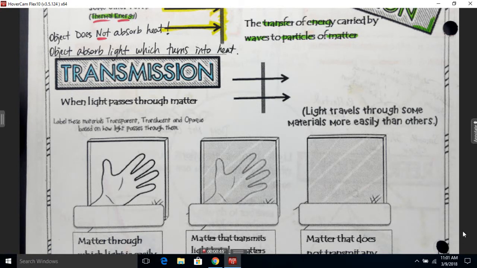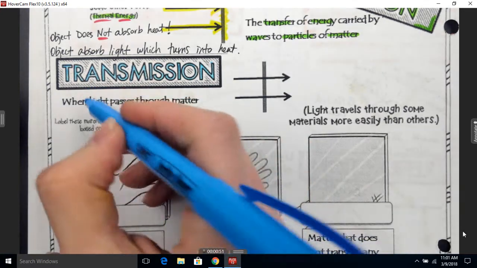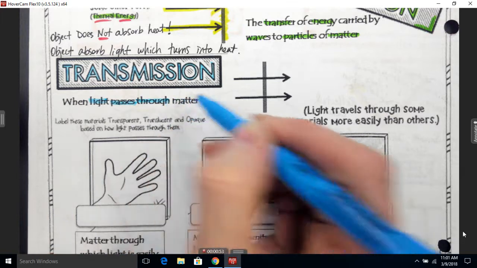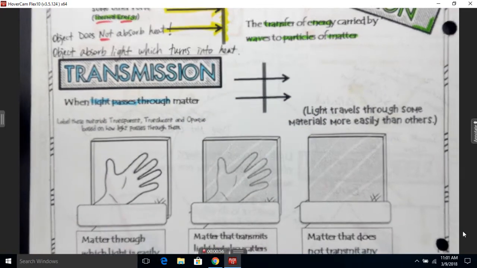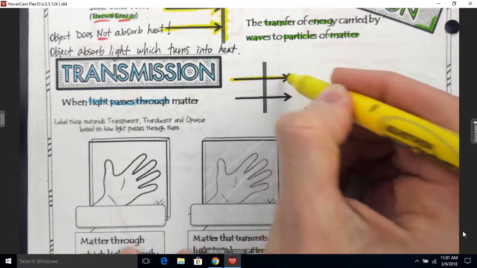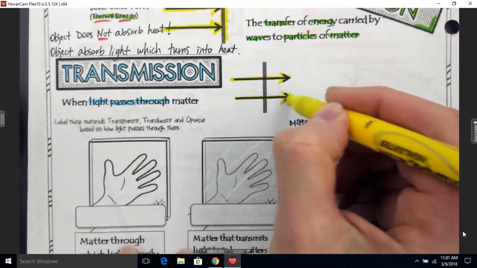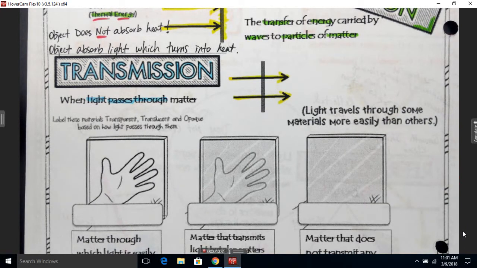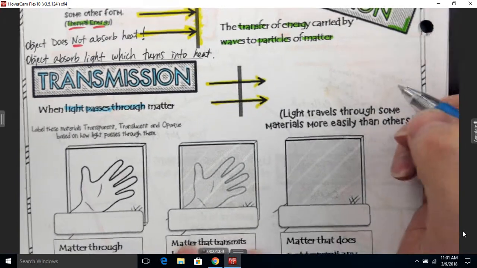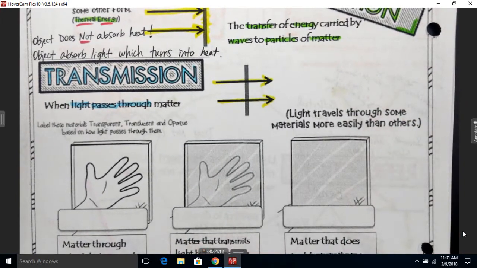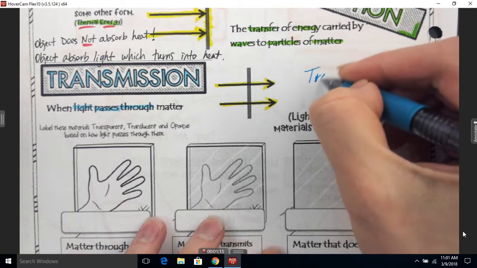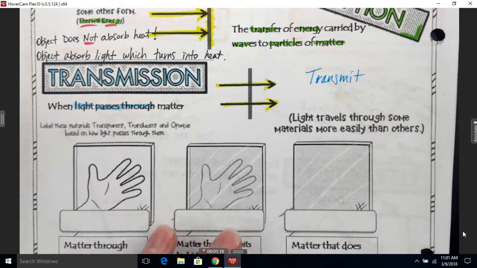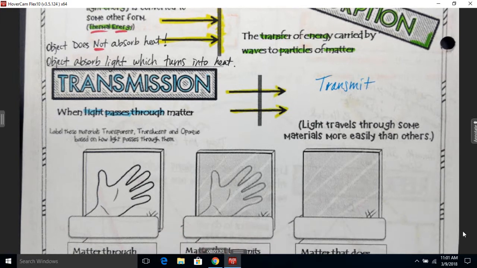Transmission. The notes we've been doing, we're picking up where we left off. Transmission is when light passes through matter. So there's a material and the light hits it and it goes straight through. Another way you would see it written would be the word transmit or transmitted, and all of that means the same thing. Those are all light passing straight through.